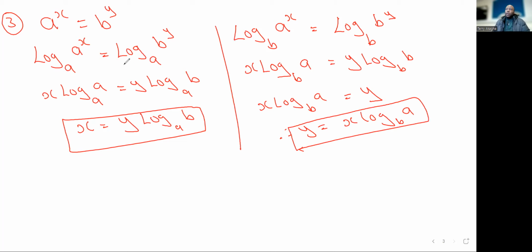Okay, so the rule basically in this equivalent law is that in order to remove any of the index, you take the log to that index. Does that make sense? So if I want to remove a to make x, I'll take log to this. If I want to remove this, I'm going to take log to that. And you have to know that very well.